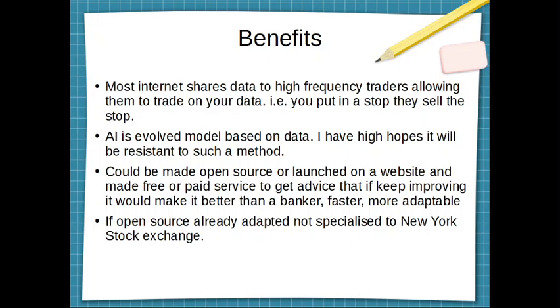So my idea and selling point for using this neural network over, say, a banker and a hedge fund is most internet share companies will sell your data to high frequency traders. So if you put in a stop to say, I will cease trading if the value goes below this, then that information is possibly taken by your broker and sold on to somebody else, and this will be in your terms and conditions, but it doesn't feel very ethical, does it?